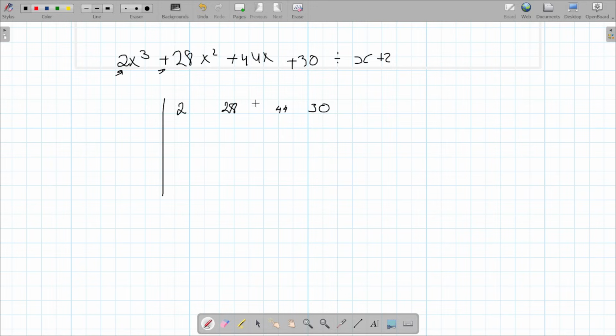Now I want to divide them by something, right? So what you would do is you take the opposite of what you have here. Since I have plus 2, what's the opposite of it? Minus 2 over here. Okay? Now follow my steps carefully.